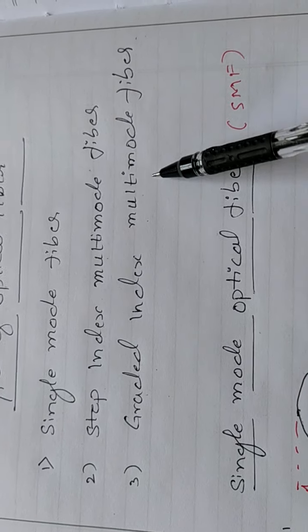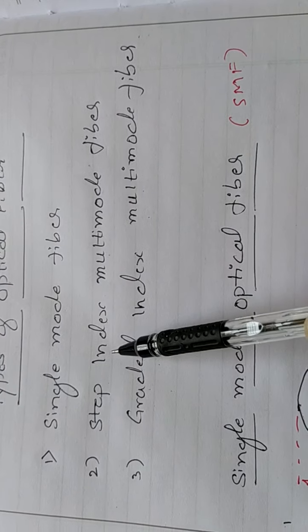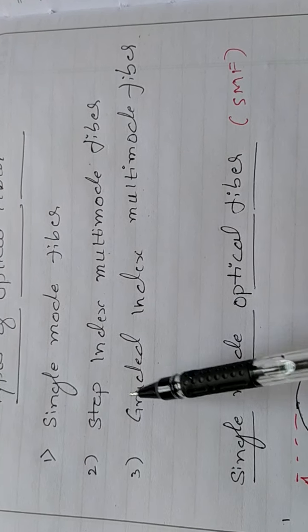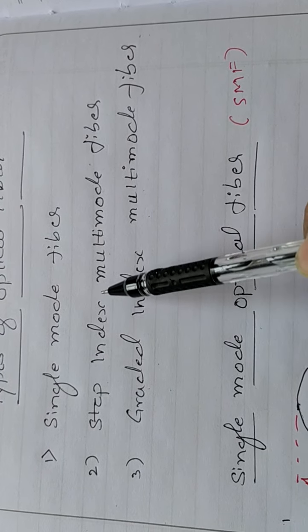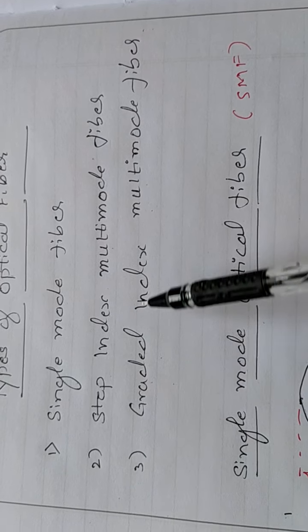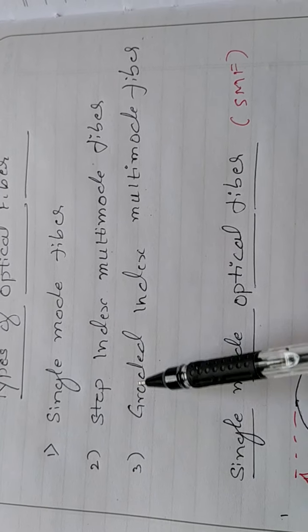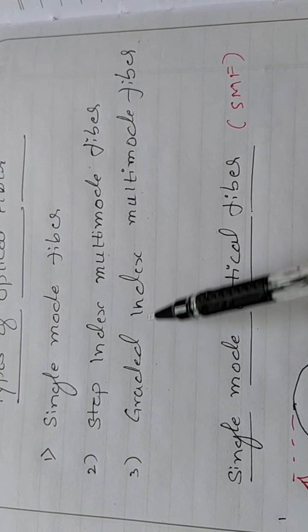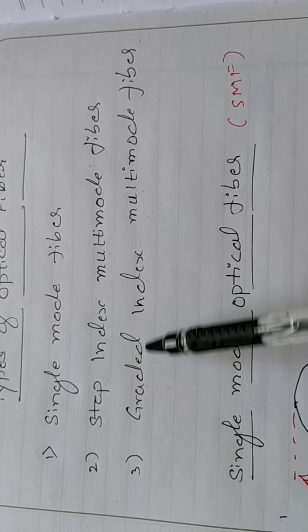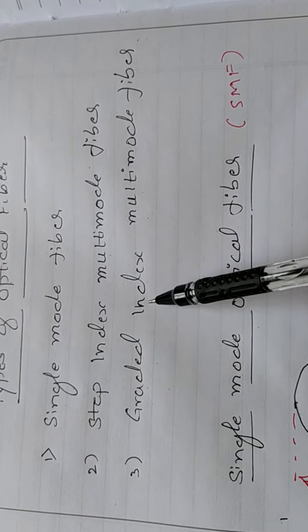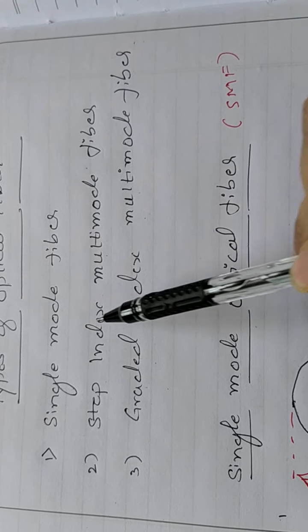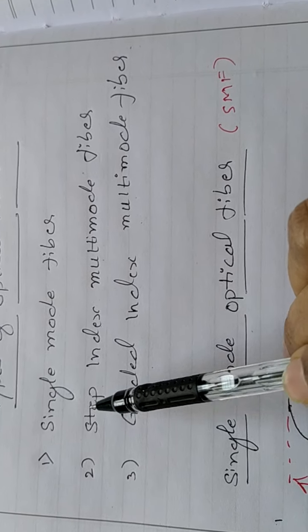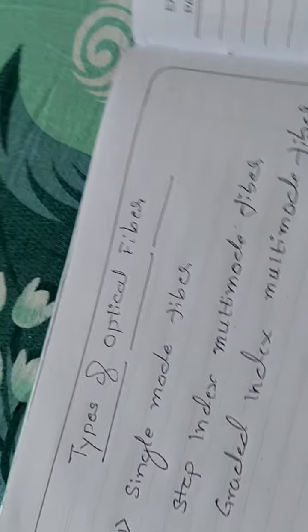The third one is also a multimode fiber, but the refractive index of the core is not constant as in the case of single mode fiber and step index multimode fiber. In the graded index multimode fiber, the refractive index profile is graded, that is, it varies with respect to radial distance. That's why it's called graded index multimode fiber. This is required to overcome the intermodal dispersion that we observe in step index multimode fiber.